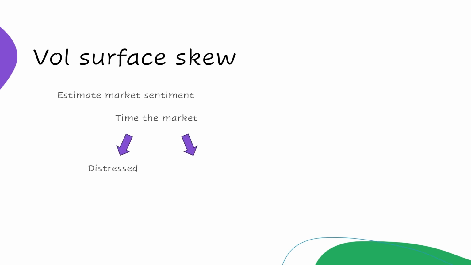Vol surface skew is one of most useful indicators for estimating market sentiment. It is a strong signal for traders to time the market. Elevated skew translates to distressed market, and cheap skew translates to overconfident market. More importantly, understanding skew allows traders to formulate option strategies. We will cover this topic in detail in later chapter.